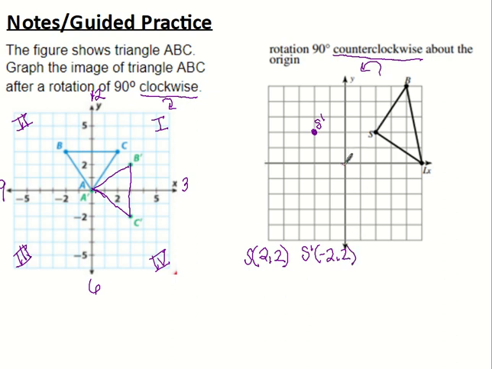Okay, and then I'm going to do I. I is out here at 1, 2, 3, 4, 5. That's at 5, 0. And I prime is actually going to end up at 0, 5, because it's going to make a perfect 90. It's going to end up right here.